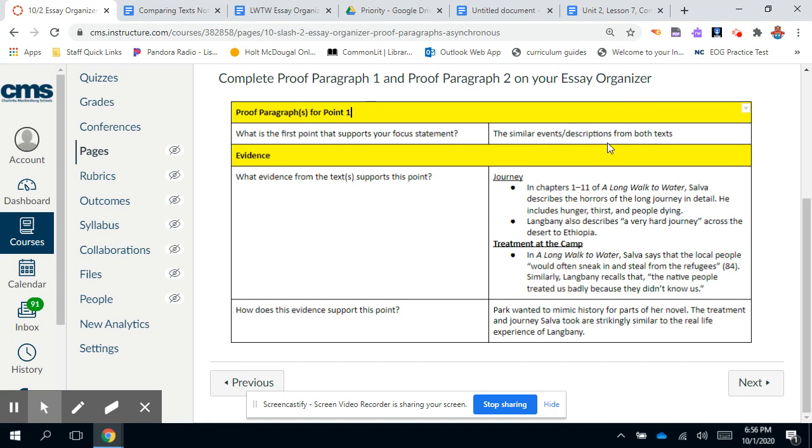So take a few minutes to work on your essay organizer. If you would like for me to take a look at what you've put on your essay organizer, I will, but you need to put something down first. And once you have some information on your essay organizer, I will look at it with you.